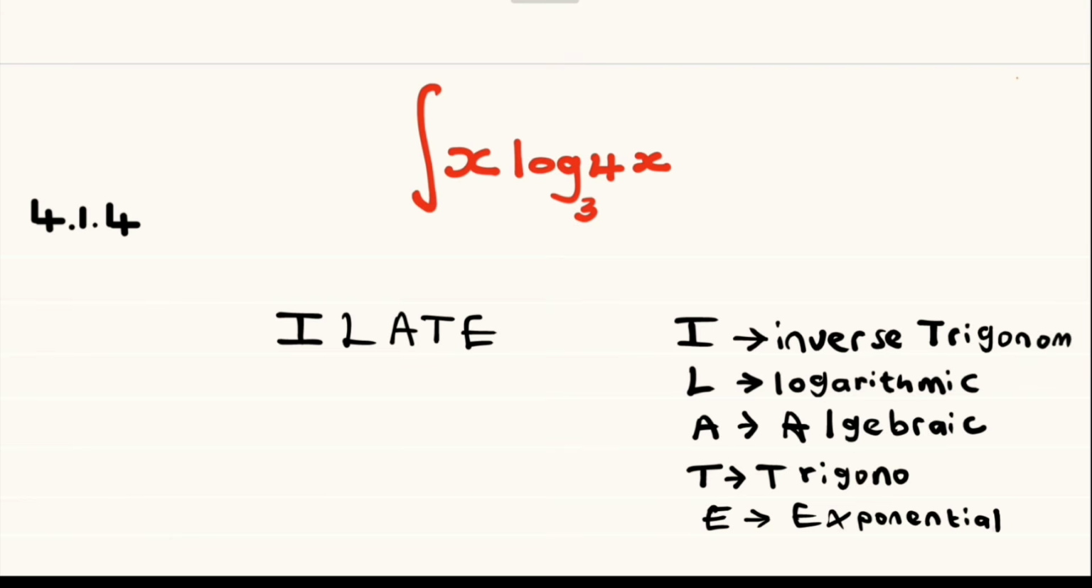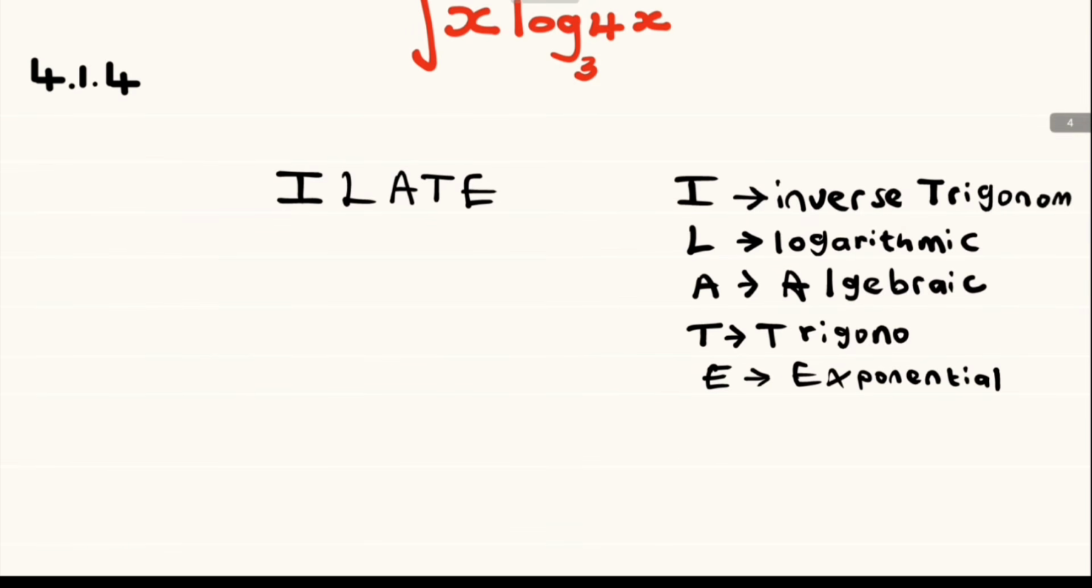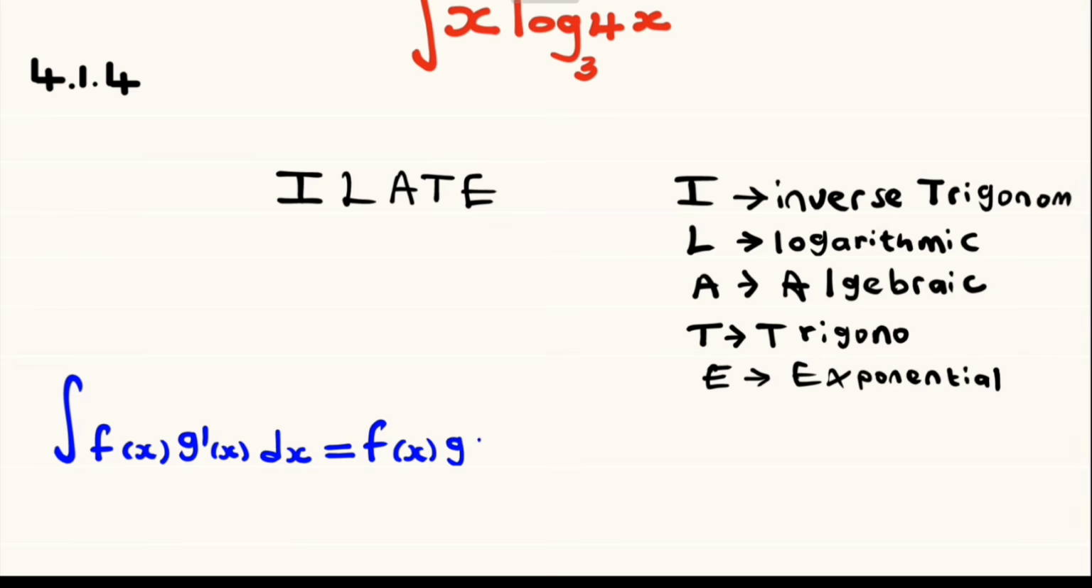So let me write the formula for integration by parts. Remember the formula for integration by parts, we have the integral of f of x multiplied by g prime of x dx, which is equal f of x multiplied by g of x minus the integral of g of x multiplied by f prime of x dx.